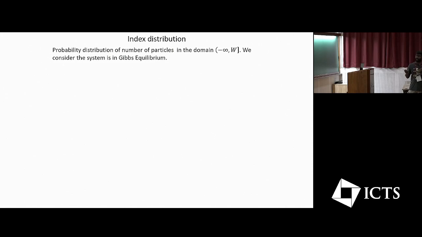Now, for our study, we want to study, of course, index distribution, which is number of particles less than W when the system is in Gibbs equilibrium. Clearly, when the system is Gibbs equilibrium, the probability of any configuration is given by this.